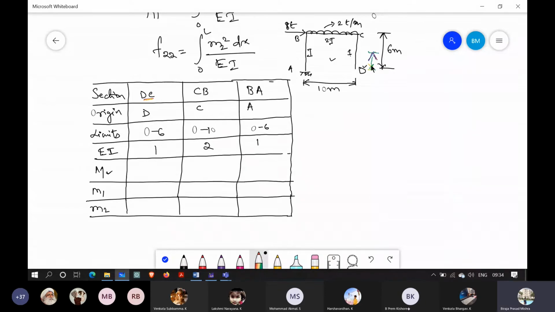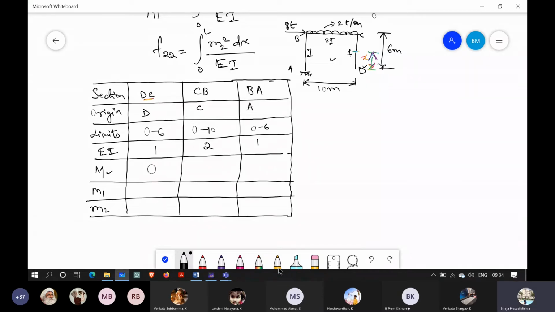This is up to X, so this length is X. What is the moment at any section for this segment? Are any loads applied here? Since there are no loads applied in section CD, within this length the moment will be 0.